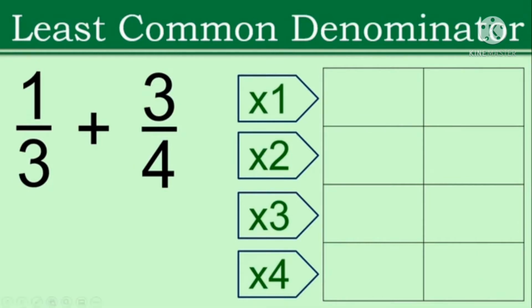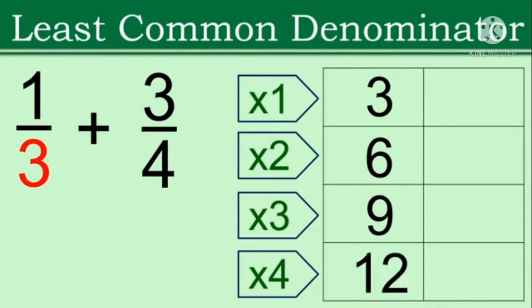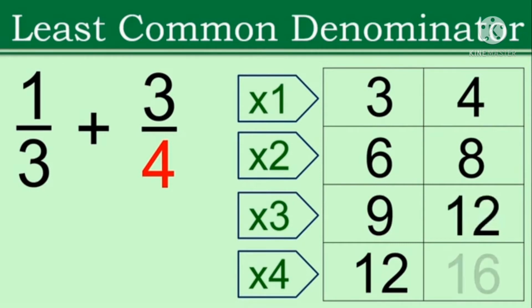So let's try to see. Let's focus on the first denominator, that's 3. There. Now let's multiply that one to 1, we'll get 3. Multiply that to 2, we'll get 6. Times 3, we'll get 9. And 3 times 4 will give us a 12. There. Now let's focus this time on the second denominator, that's 4. Let's multiply that to 1, we'll get 4. Times 2, we'll get 8. Times 3, we'll get 12. And times 4, we'll get 16.